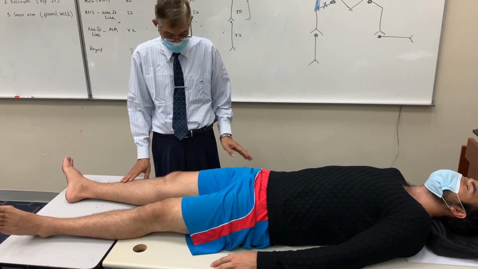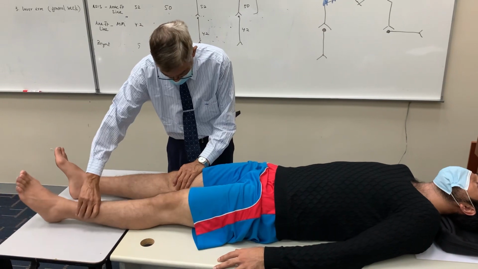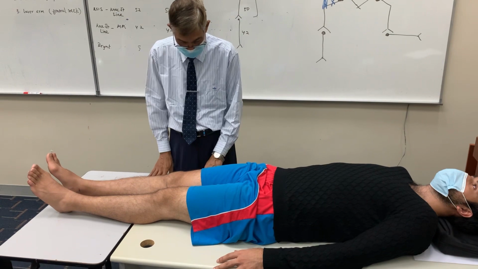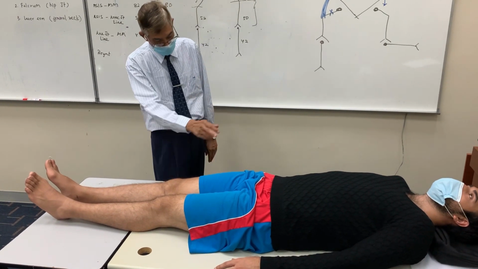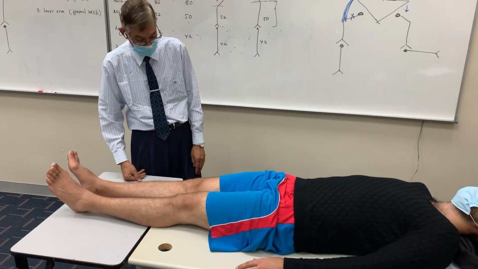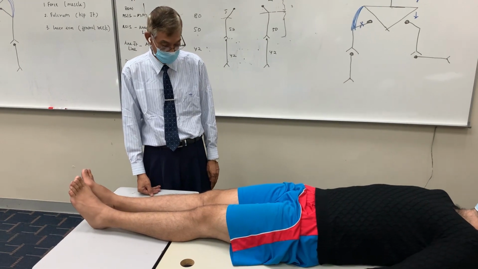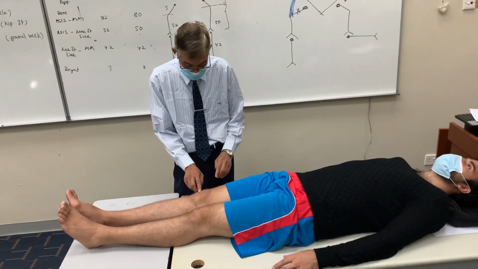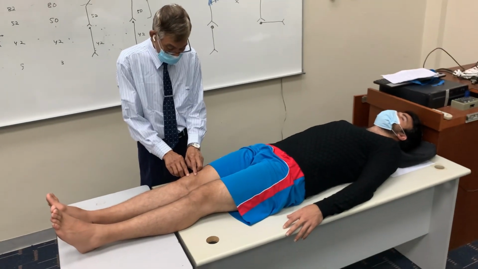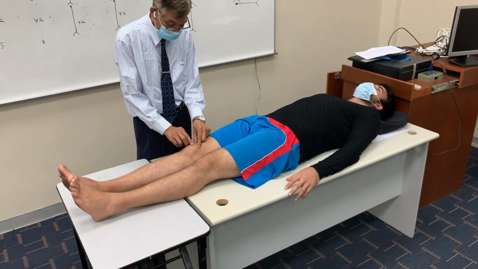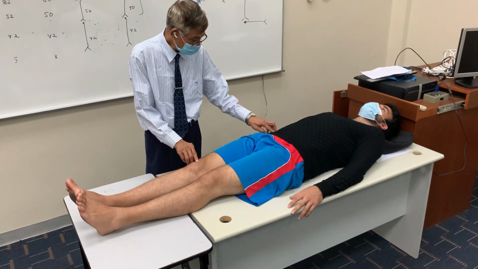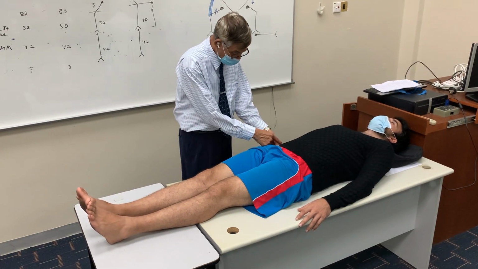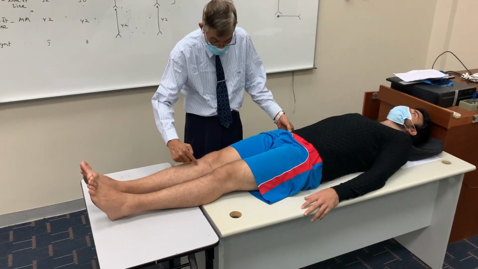Then in supine position, you inspect again: 3S, scar, sinus, swelling. After that, especially in lying position, you have to check the Q angle. What is the Q angle? It is the line you must draw to the central point of the patella from the anterior superior iliac spine. So one line is drawn from the anterior superior spine to the central part of the patella.